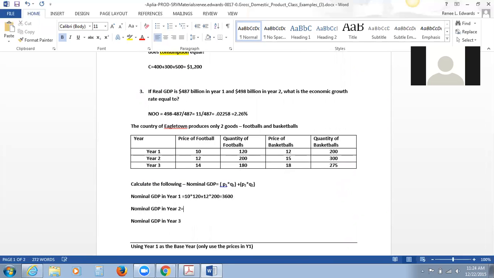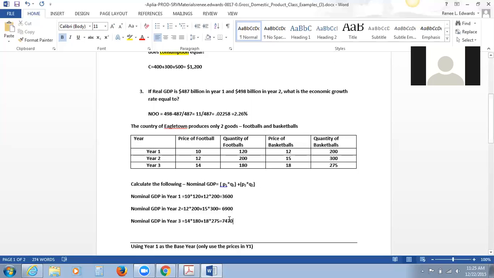All right, in year 2, it's going to be 12 times the 200 plus 15 times the 300, which will give you a total of 6,900 for nominal GDP. And then in year 3, we're going to have 14 times 180 plus 18 times 275. When you sum that together, 7,470. All right, so these are nominal GDP in year 1, year 2, and year 3.